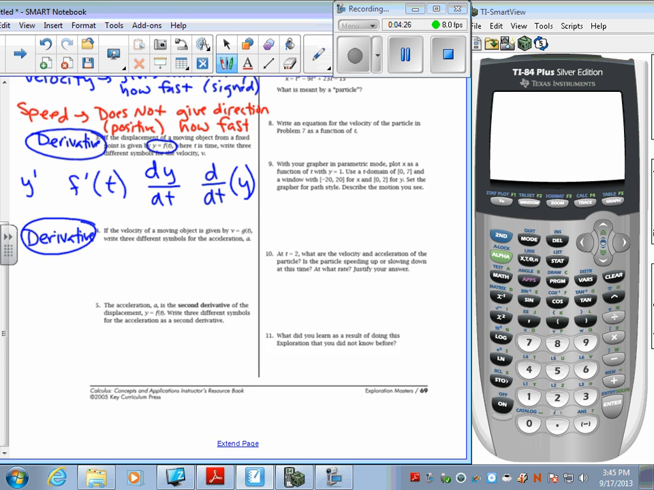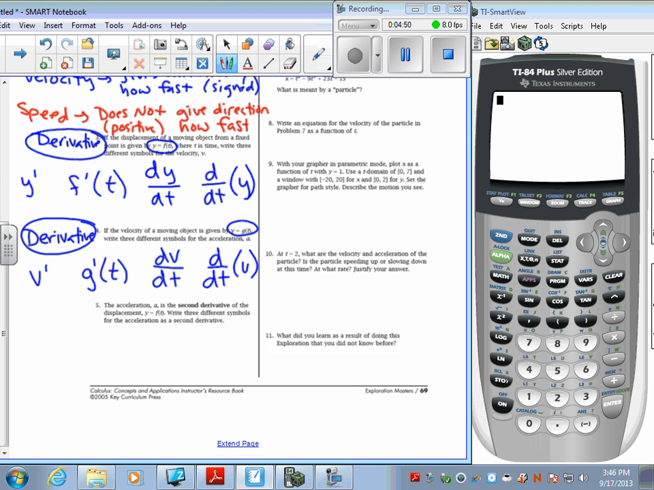So if we started with v equals g of t, the derivative of v would simply be called v prime. The derivative of g would be called g prime of t. And again, we can have the rate of change of v with respect to time, or dv dt, or we could have the operation d dt, the rate of change with respect to time of v.